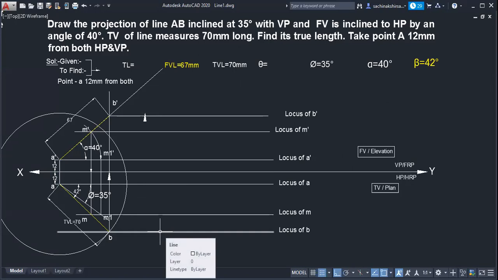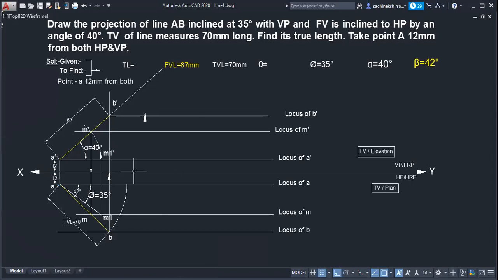So I have rotated TVL. I have made it straight. Then, for your information, I have made it something like this. Then go straight up to where? Up to the locus of B dash. Then you can join A dash and B1 dash. I will name it B1. Now tell me your true length.